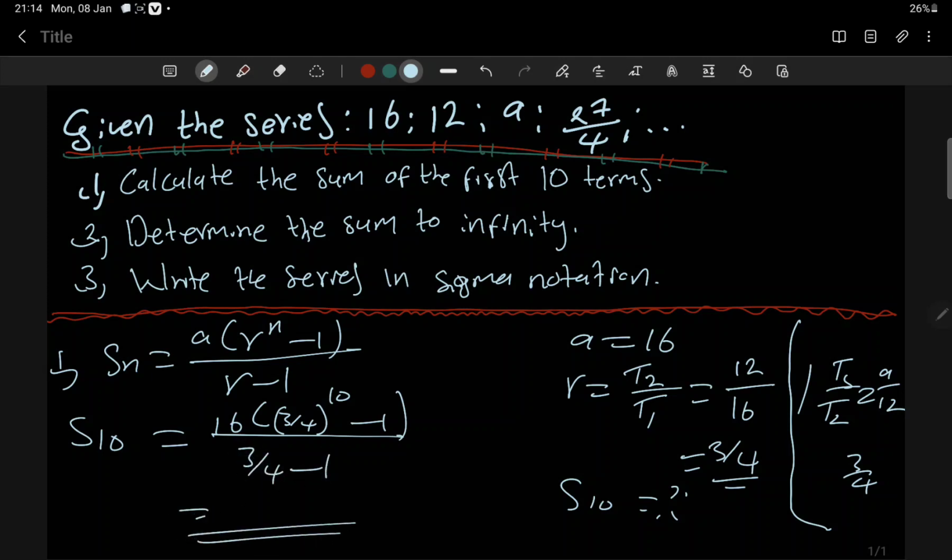Then let us press down calculators. So on your calculator, okay, from a calculator, the answer is 60.395. Okay, 60.4.